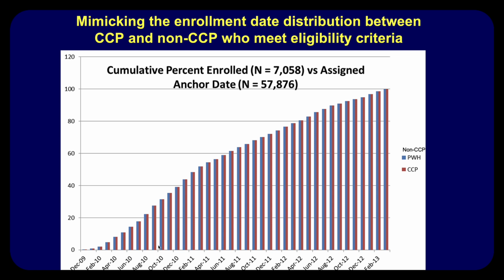And here in the red, we're showing the enrollment dates of the care coordination population, and next to them in blue, we're showing the matched pseudo enrollment date of the non-care coordination people living with HIV. So you can see that we were able to match the distribution quite well. So every person with a date here was either eligible and enrolled into the care coordination program or eligible but did not enroll in the care coordination program.